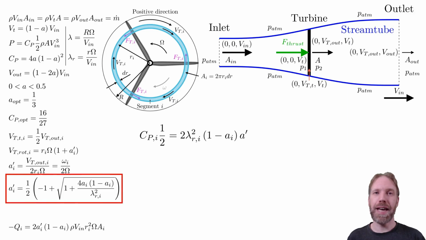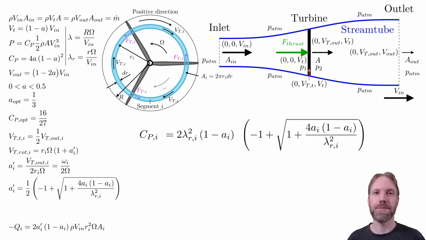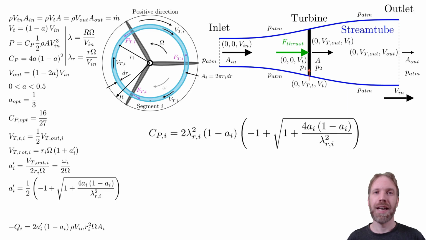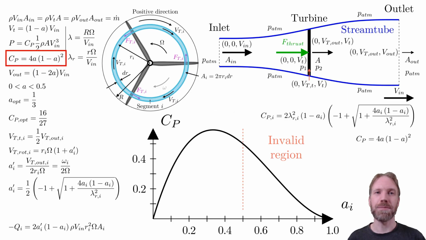Use the expression for the angular induction factor. One half cancels, and we have an expression for the power coefficient of the segment. Let us plot it. First, plot the Betz solution for optimal power coefficient as comparison. We will now plot the new expression for a large tip speed ratio, here 20. As we can see, they are almost identical at this tip speed ratio.